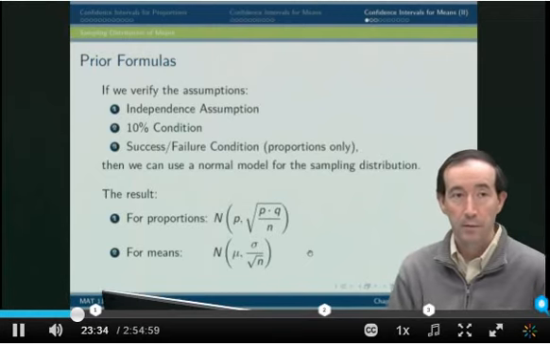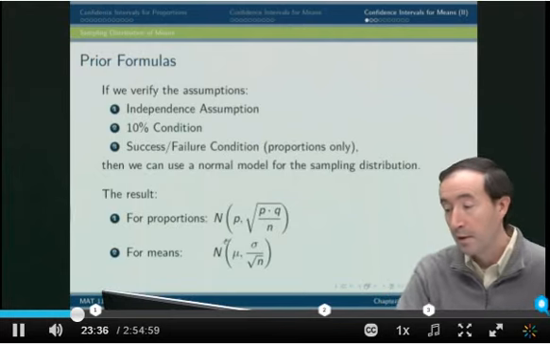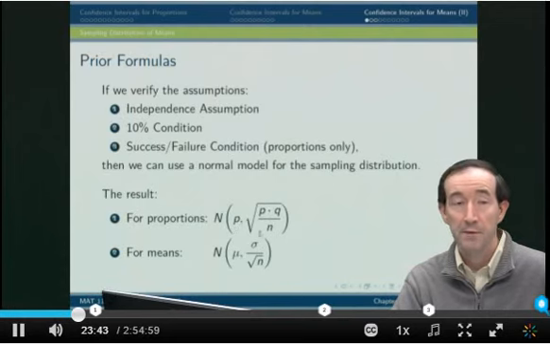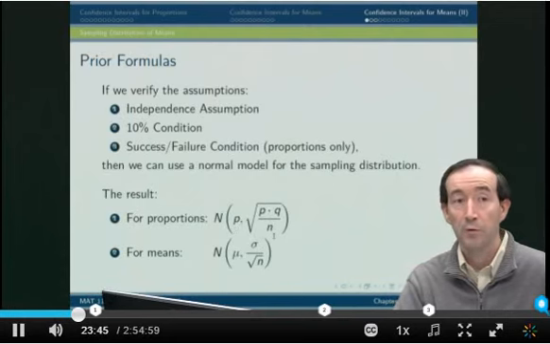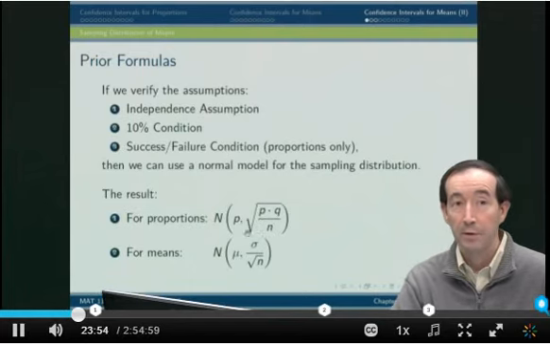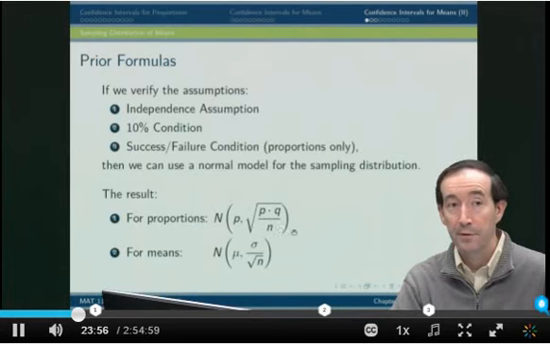Okay? If you're doing proportions, then the normal model is a normal distribution centered around the true value with an equivalent of standard deviation being the square root of pq over n. Again, the success rate times the failure rate over the sample size. If you don't have those things from the population, then you can use them from the sample and everything works out just fine. And that's how we build the confidence intervals.